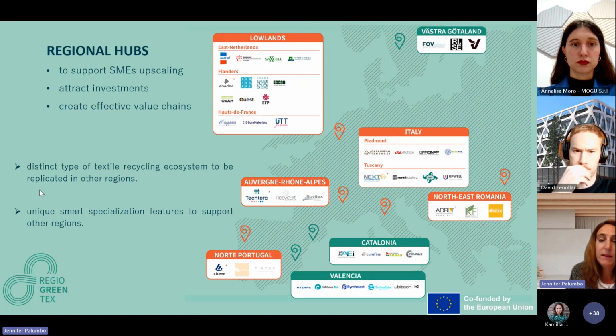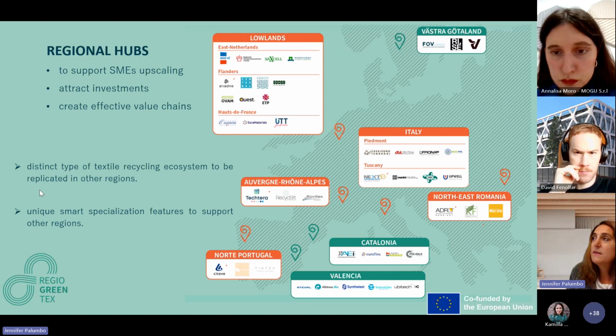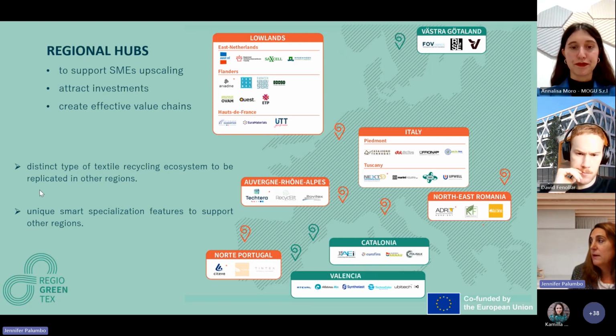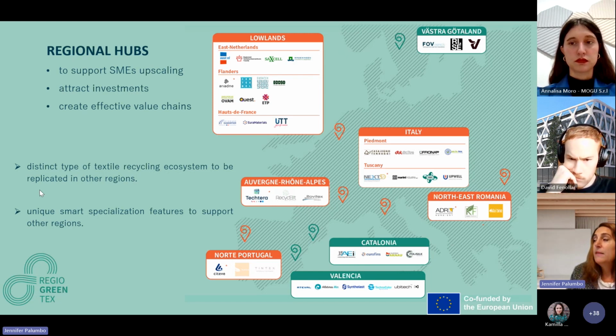So here we have the 5 hubs that the projects put together. So you see the lowlands, that's historically they're connected, north of France, eastern Netherlands, Flanders. Italy has Piedmont and Tuscany, and then Auvergne, Rhône-Alpes, North Portugal, and Northeast Romania are the 3 that have one region in them. And then we have, of course, 3 regions that are not within a hub. So these regions will benefit from the hubs as they're being developed, and we'll be able to apply the model that the project puts together.